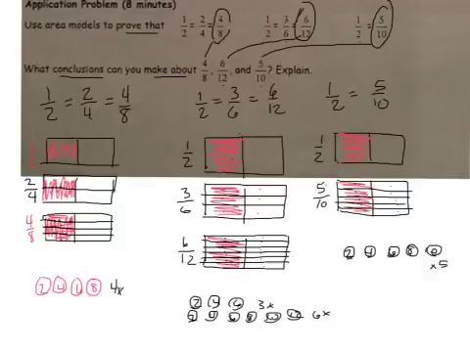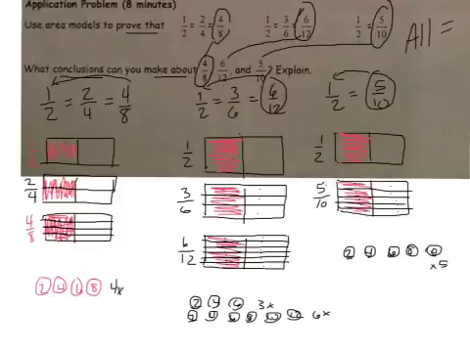So what the next part is, what conclusions can I make from this? Well, let's see. I think the first conclusion I can make is that 4/8 is equal to 1/2, because I saw that 4/8 was equal to 1/2. 6/12 was equal to 1/2, and 5/10 was equal to 1/2. So I can say they all equal 1/2. I think that's pretty important.